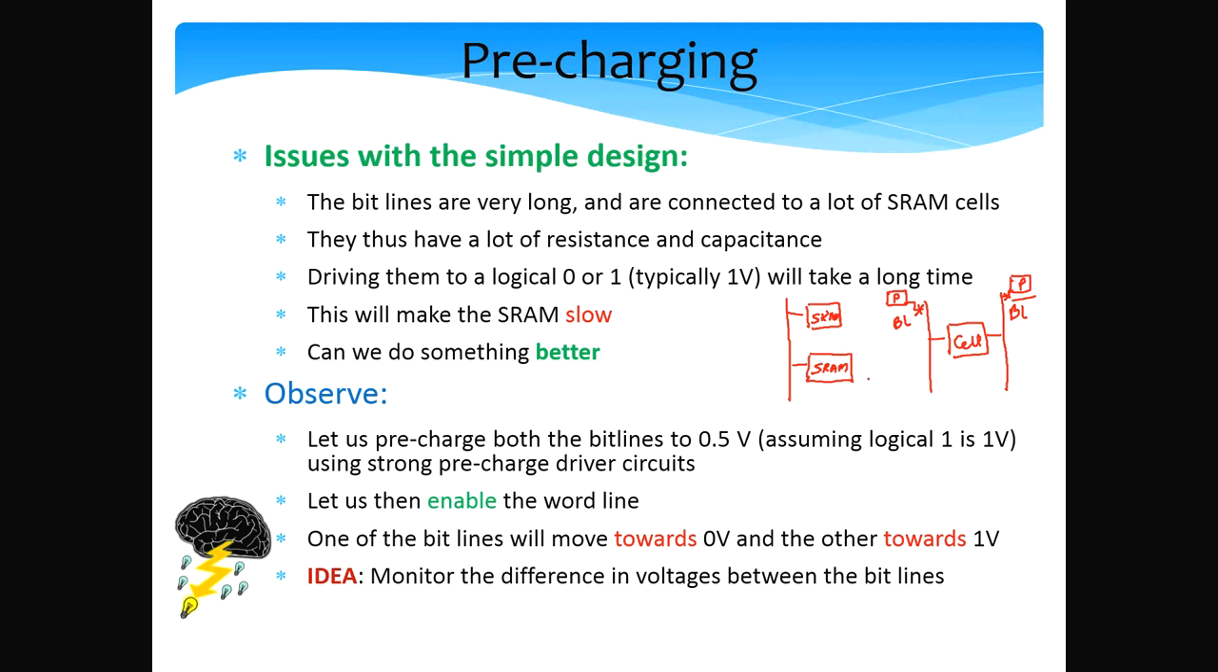So what will happen is that initially, at t equal to 0, the voltage at both the bit lines is 0.5 volts. Subsequently, one of the bit lines will move towards 0 volt. So let's assume that this bit line is moving towards 0 volt, and the other bit line will move towards 1 volt. So now the question is: we know that ultimately one bit line will reach 1 volt and the other one will reach 0 volts. The moment we have made this determination, we don't really have to wait for the bit line to reach 1 volt and the other one to reach 0 volts, right?